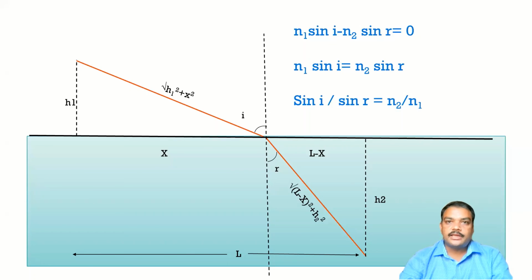Then N1 sin I minus N2 sin R is equal to 0 gives N1 sin I equal to N2 sin R. On rearranging the terms, we get the final expression: sin I by sin R is equal to N2 by N1. Here N2 is the refractive index of water, and N1 is the refractive index of air.